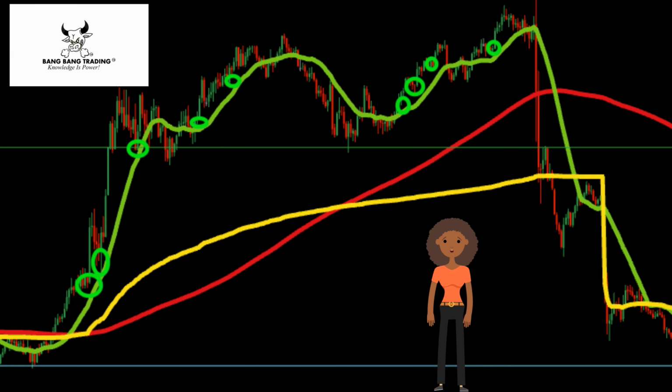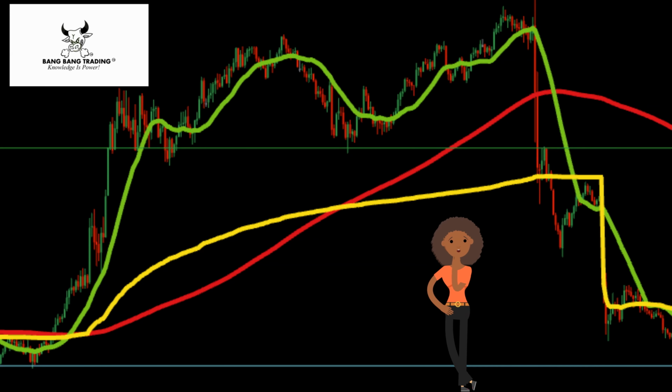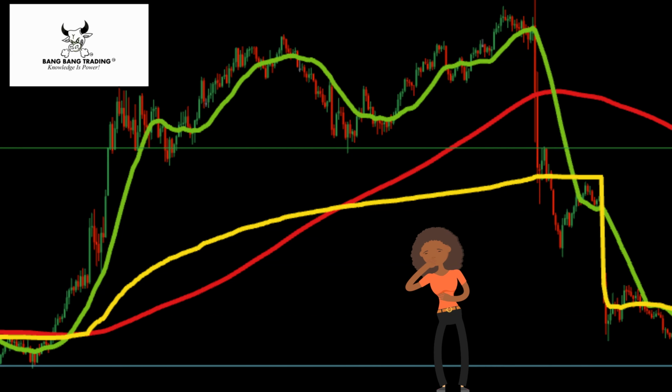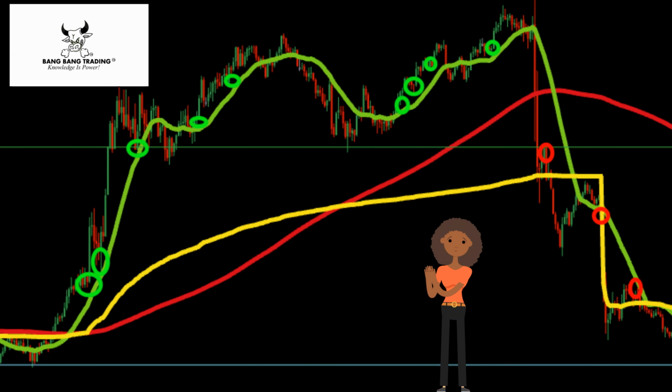If you chose these areas to buy, great job. And remember, you only want to buy at, or near, the 20-period moving average. Now, let's see if you identified any areas where we should be selling, off the 20-period moving average. Great work if you got it right, and if not, let's look at another chart.